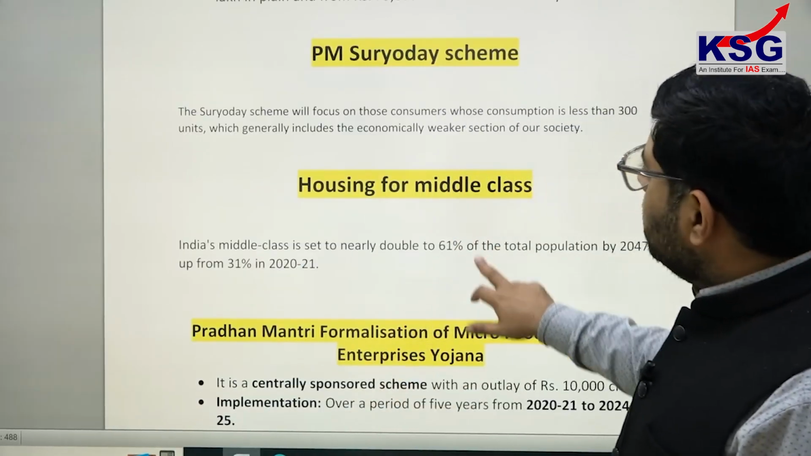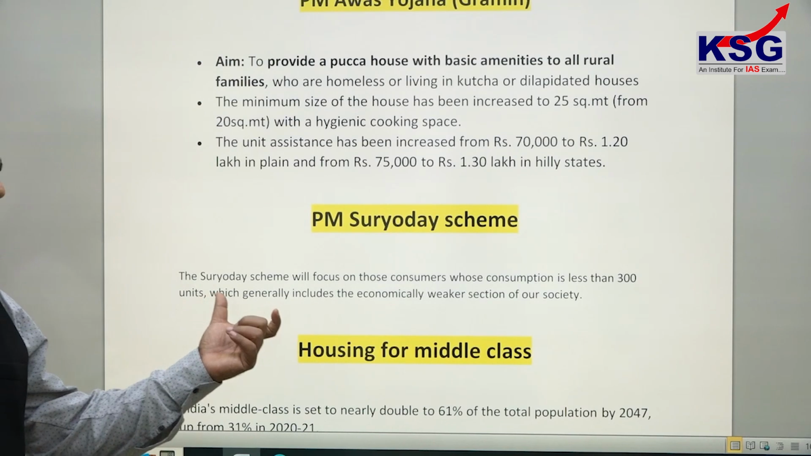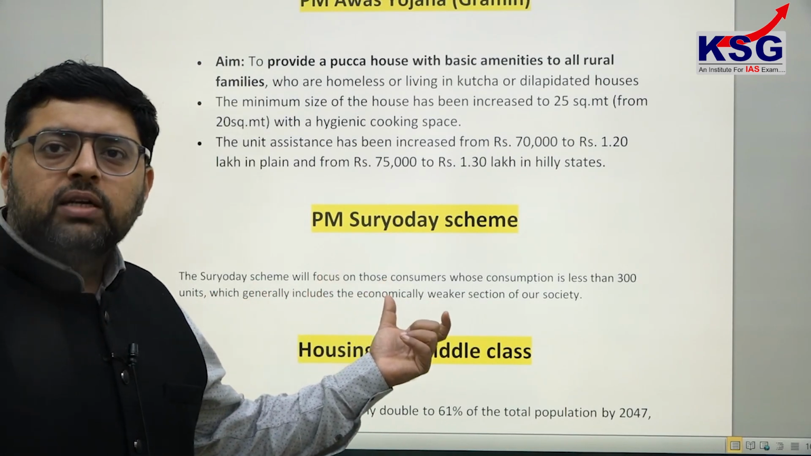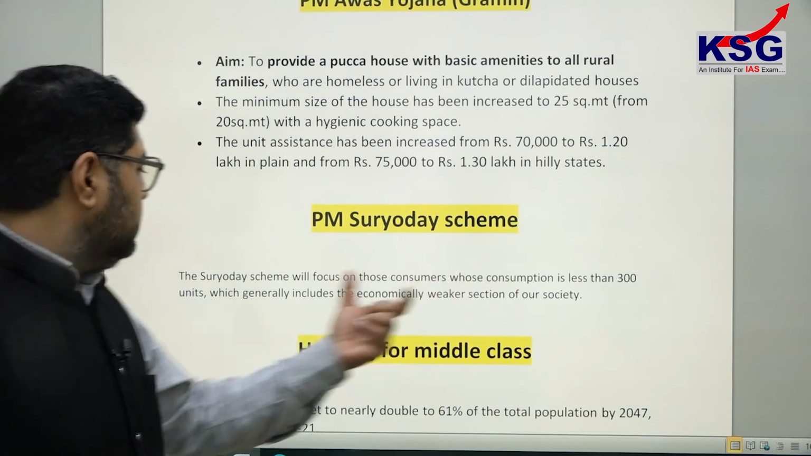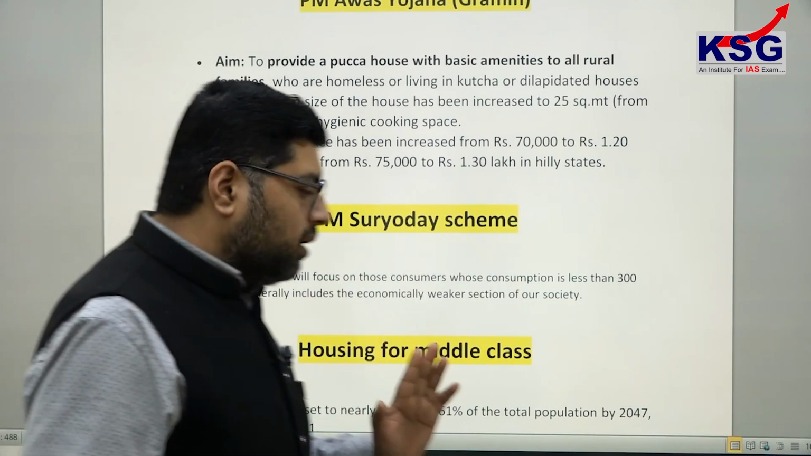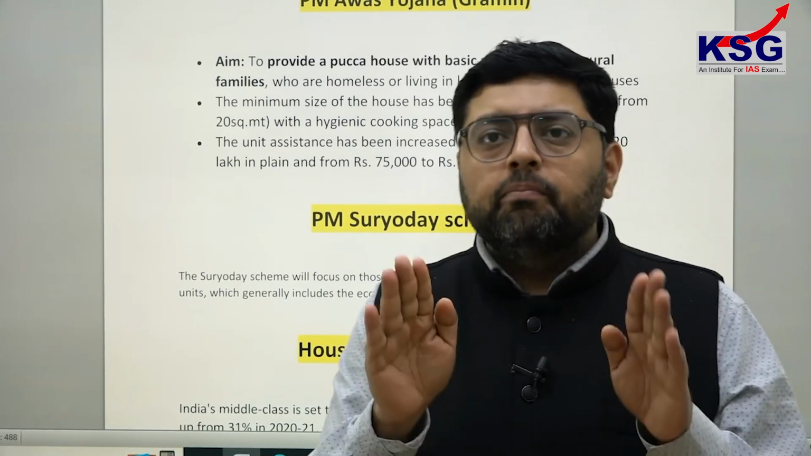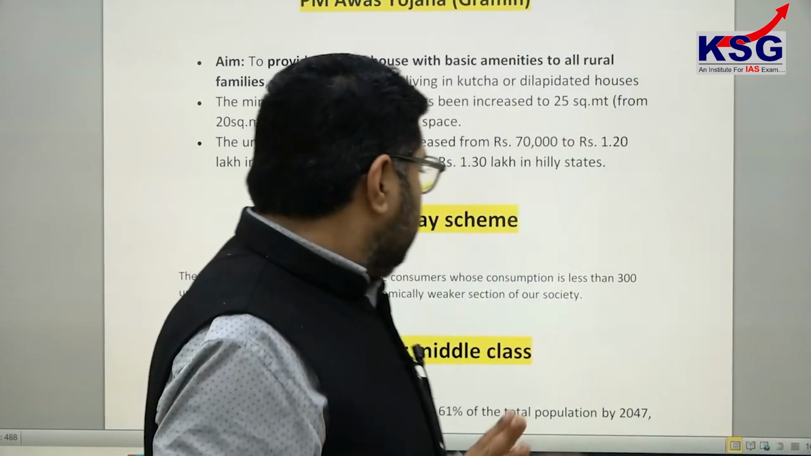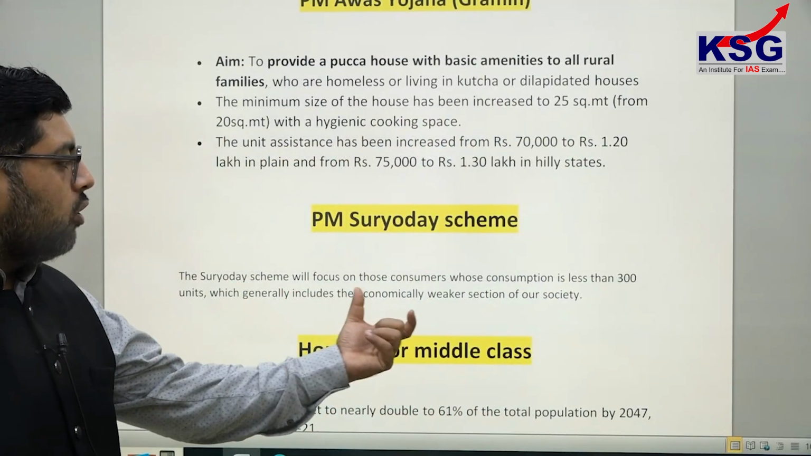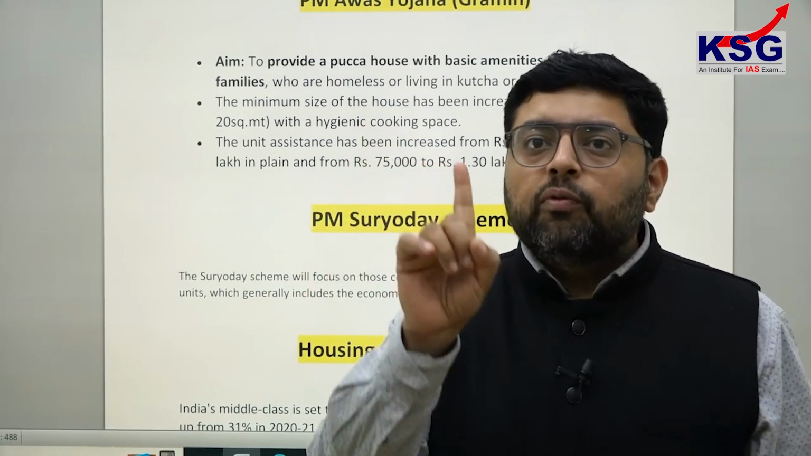Now there is the very famous government scheme, PM Suryodaya scheme. Under this, the rooftop benefit will be given, or the government will provide support, to those families or houses who consume less than 300 units per month. This scheme is run for those households. If your per month electricity consumption is less than 300 units, then you are also eligible. But the government says it generally includes the economically weaker section of our society. For having a solar rooftop, the government will provide them subsidies.